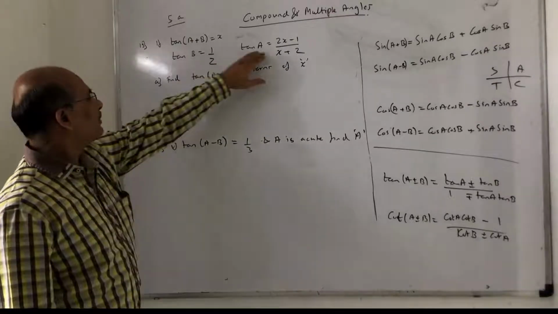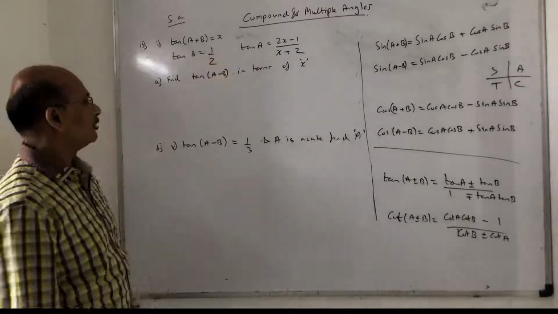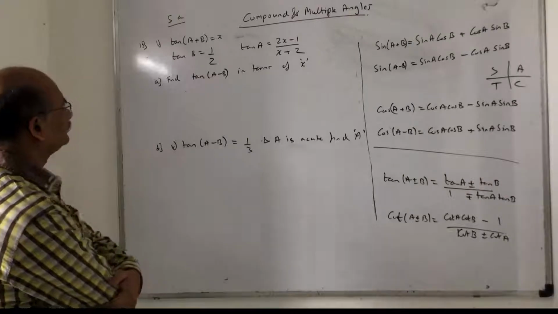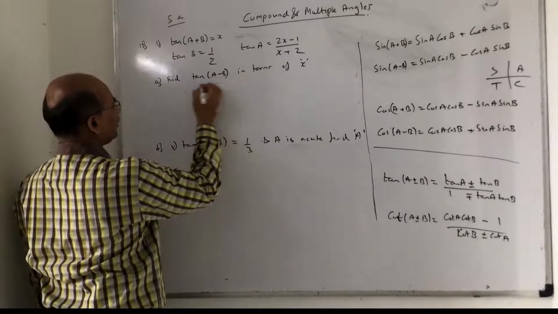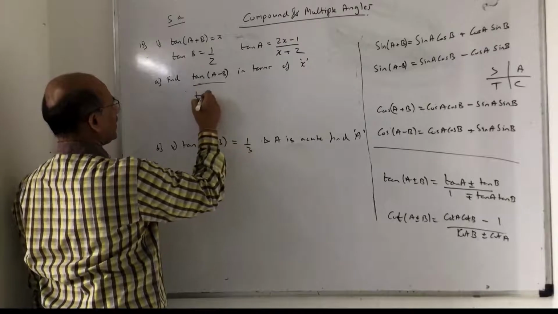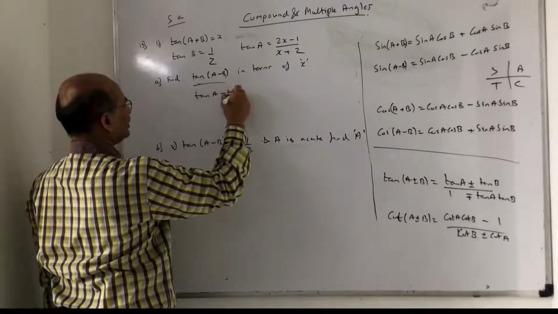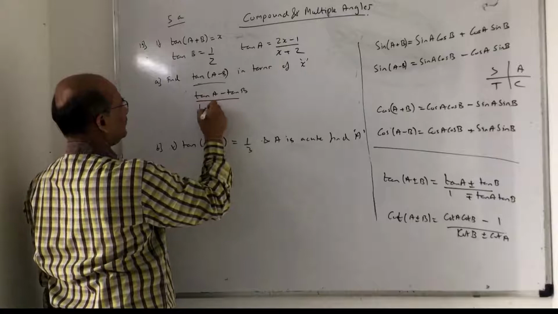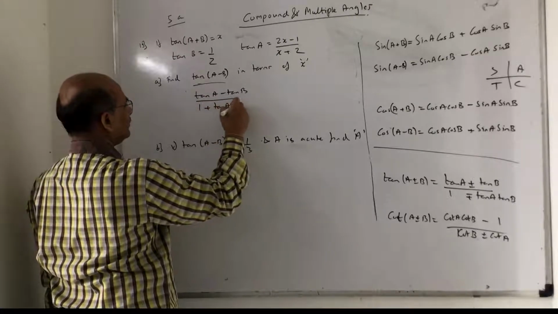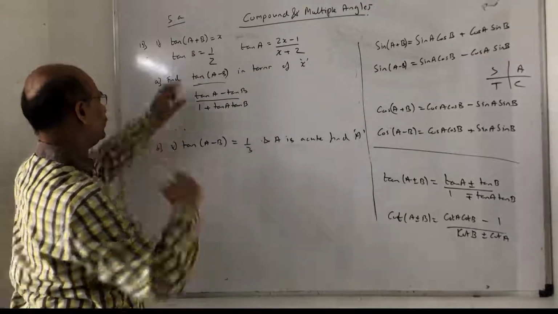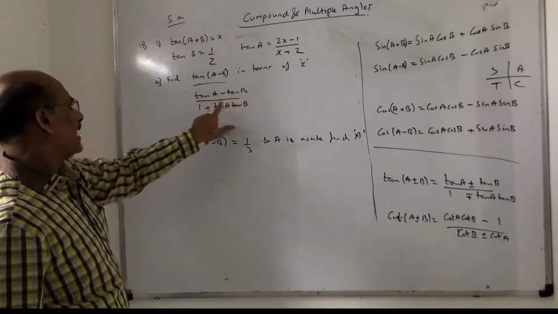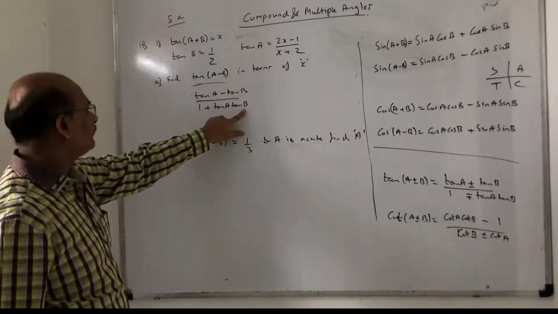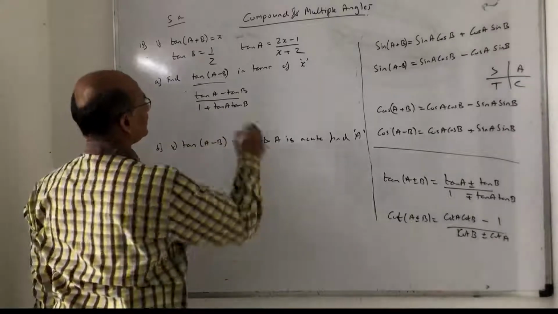Tan A and tan B are already given to you, so there is no issue at all. So tan of A minus B, if you see this, what is tan of A minus B? It is tan A minus tan B upon 1 plus tan A tan B. And this we don't need here. We'll see whether we need it later on. But tan A minus tan B upon 1 plus tan A tan B.